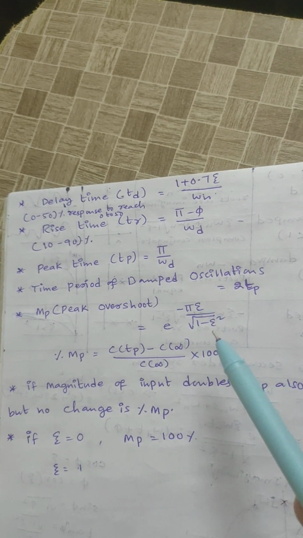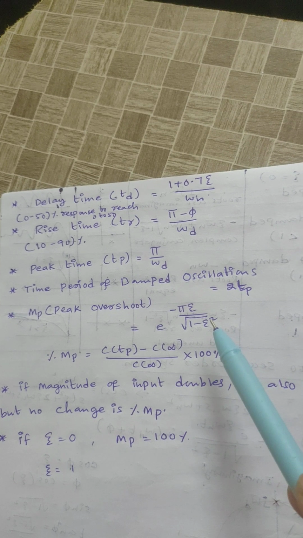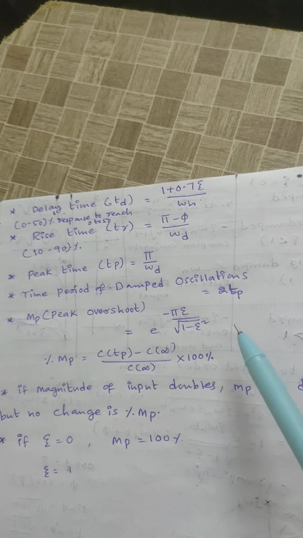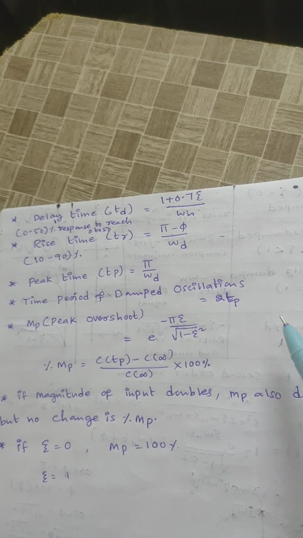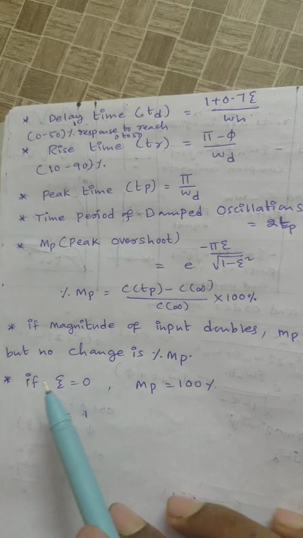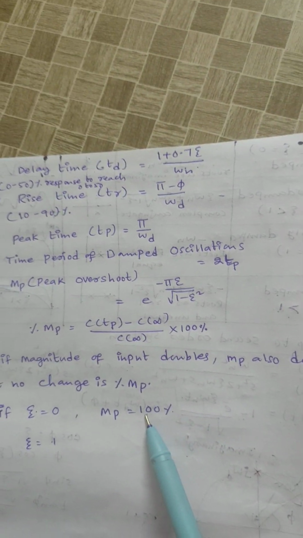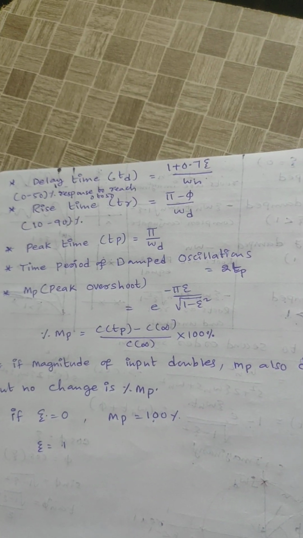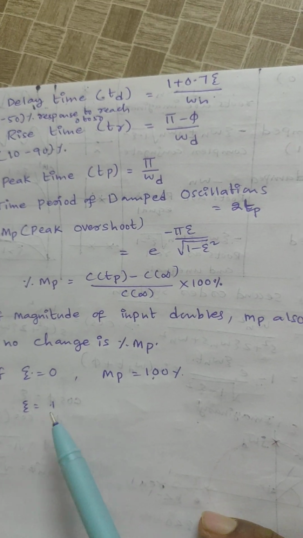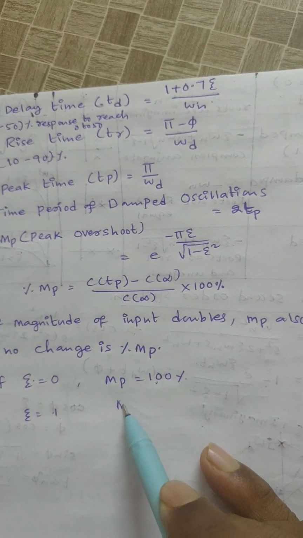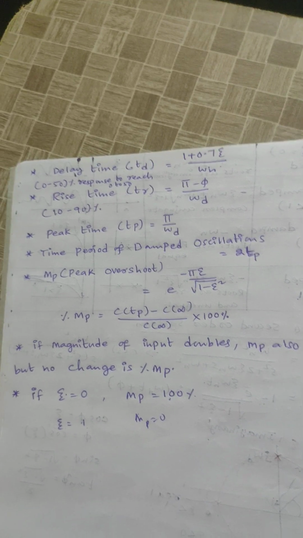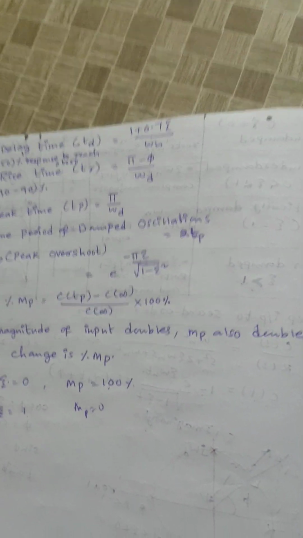When zeta is equal to 1, this denominator value is 0, right? You will get e power minus infinity, that value will be 1 by e power infinity, that is 1 by infinity, that value will be 0. That means the conclusion is when zeta value is 0, Mp value is 100%. I am talking about only Mp, percentage Mp is different. Next, when zeta is equal to 1, Mp value is 0%. That means when zeta value is low, Mp value is high. When Mp value is high, zeta value is low.